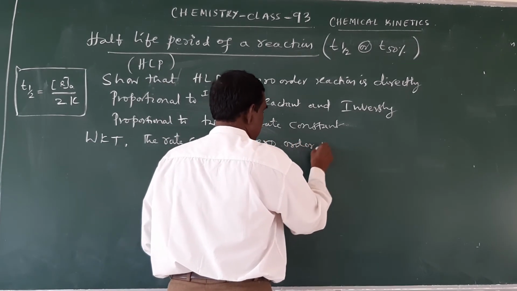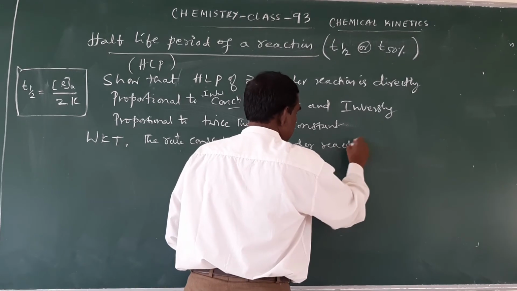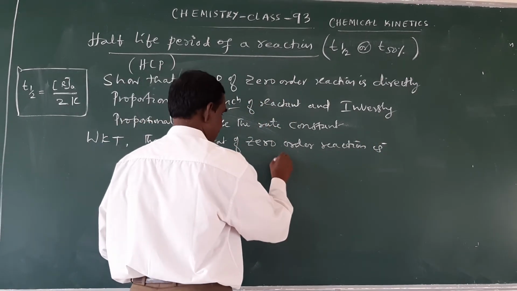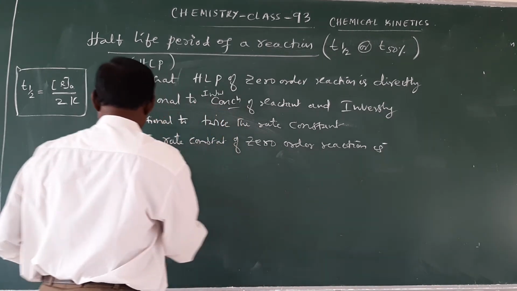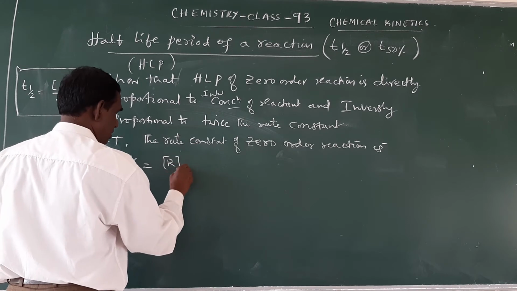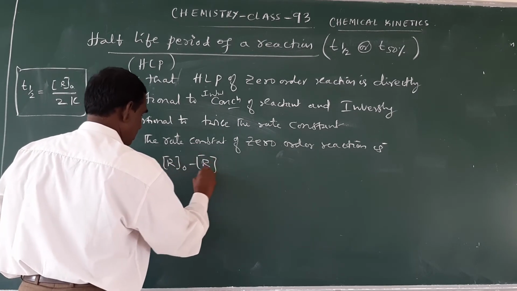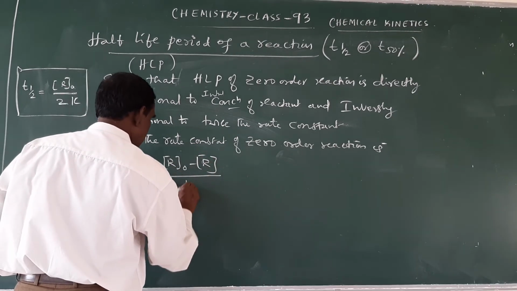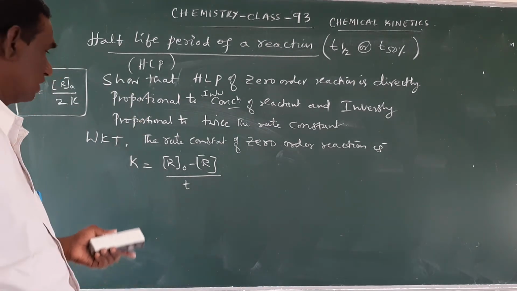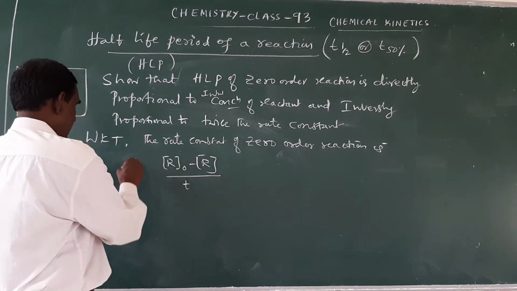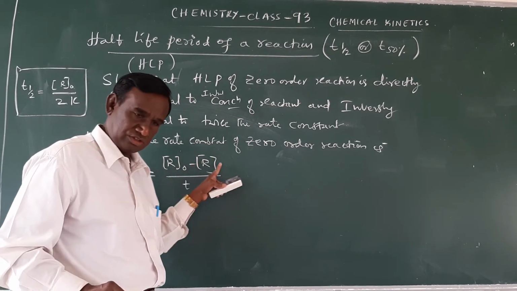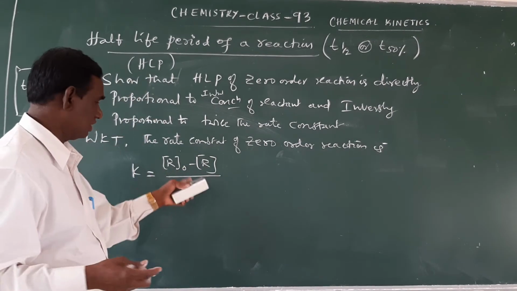The rate constant of a zero order reaction is given by K is equal to the concentration of R naught minus the concentration of R, divided by T. So this is the equation we have already derived. What is the rate constant of zero order reaction? K is equal to concentration of R naught minus concentration of R divided by time, that is T.